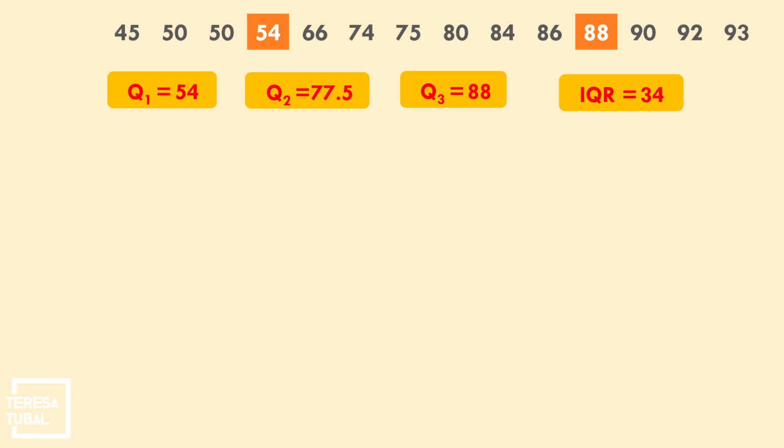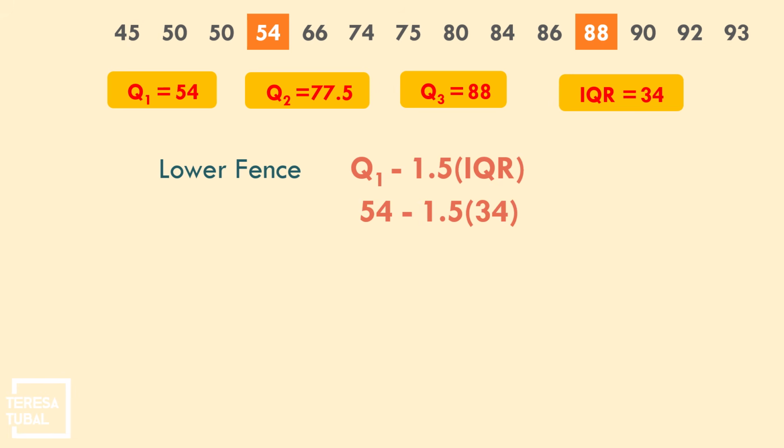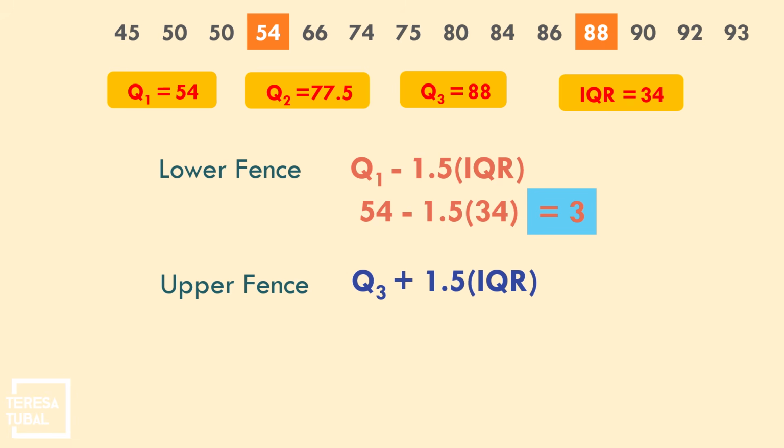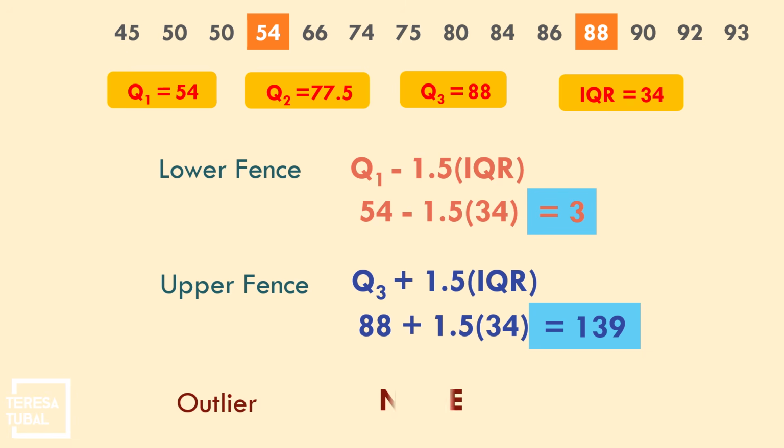Right now, let us solve for the lower fence and the upper fence. The lower fence formula is quartile 1 minus 1.5 times IQR. Quartile 1 is 54 minus 1.5 times 34. So it means 54 minus the value, the answer is equal to 3. The upper fence is quartile 3 plus 1.5 times the interquartile range. Our quartile 3 is 88 plus 1.5 times 34. If we add, the answer is 139. So if we get the lower fence and then the upper fence, lahat ay nasa boundary, it means the outlier is equal to none.